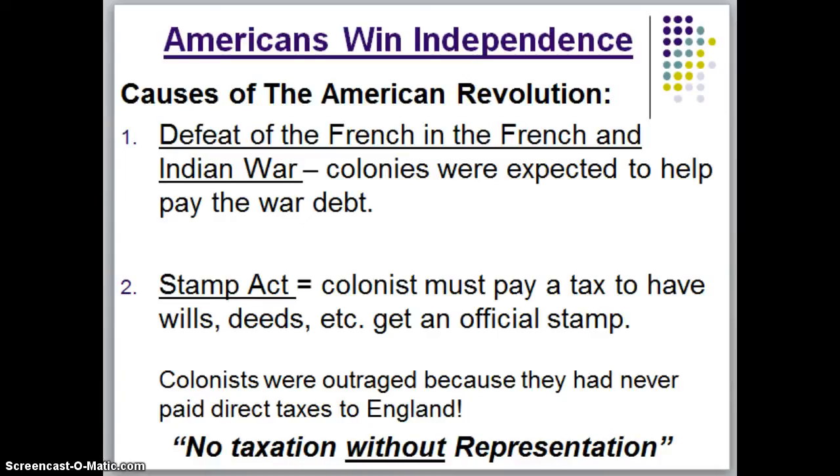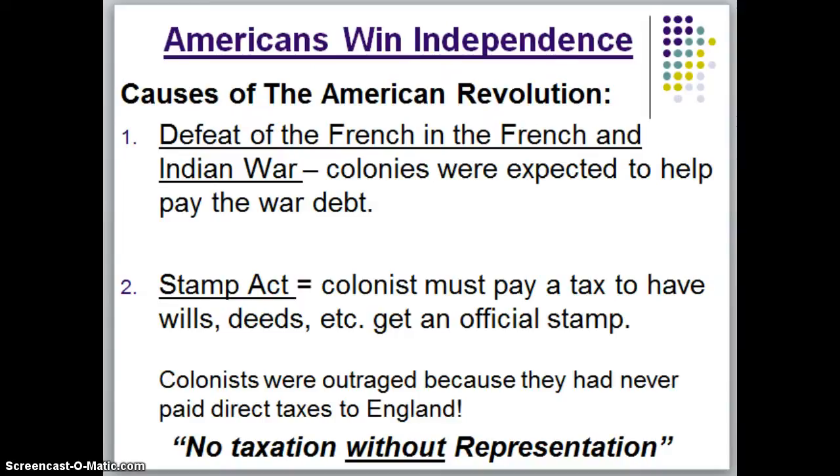So, causes of the American Revolution. We are going to have the defeat of the French in the French and Indian War, where colonies were expected to help pay the war debt. We're going to have the Stamp Act, where colonists must pay a tax to have their wills and deeds get an official stamp. Colonists were outraged because they had never paid direct taxes to England.